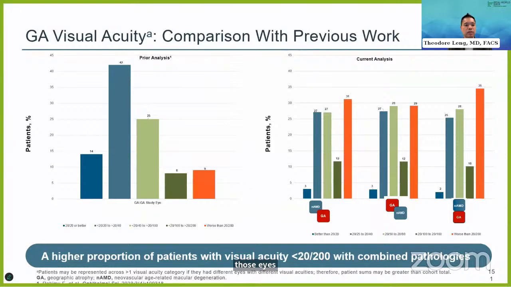A previous publication in Ophthalmology Science by our group only looked at eyes with GA at baseline and did not have neovascular AMD. And when compared with the current analyses here, a coincident diagnosis of neovascular AMD and GA at baseline resulted in worse visual acuity than those with neovascular AMD diagnosis before GA or those with GA diagnosis before neovascular AMD.